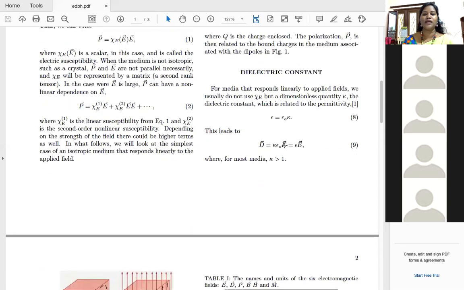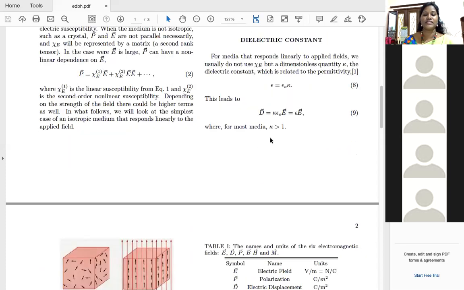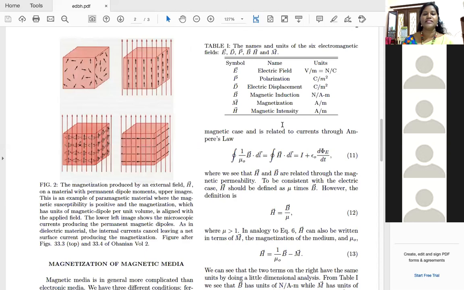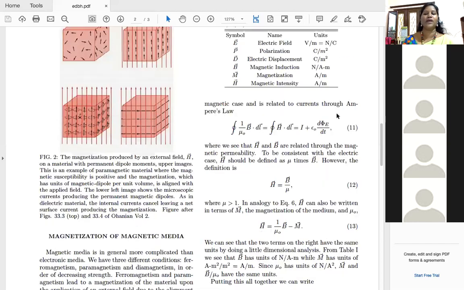You can also see how the dielectric constant is defined. These are the symbols: E, P, D, B, M, H. What do they represent and what are their units? I shall share all this material with you after the class.